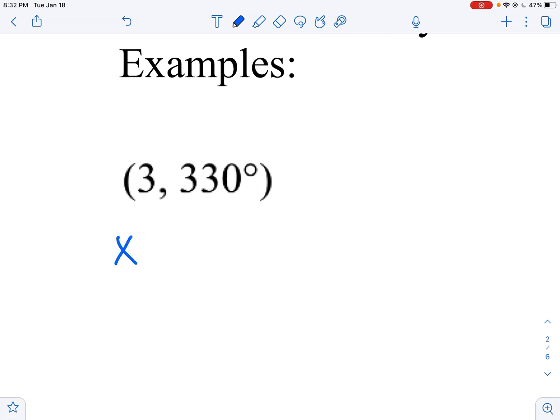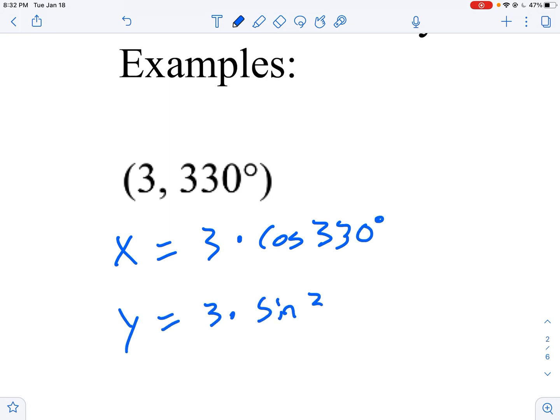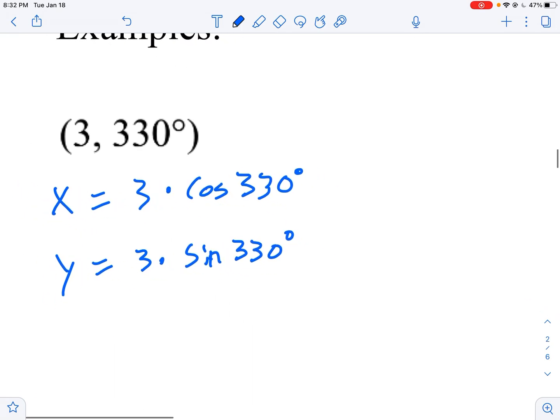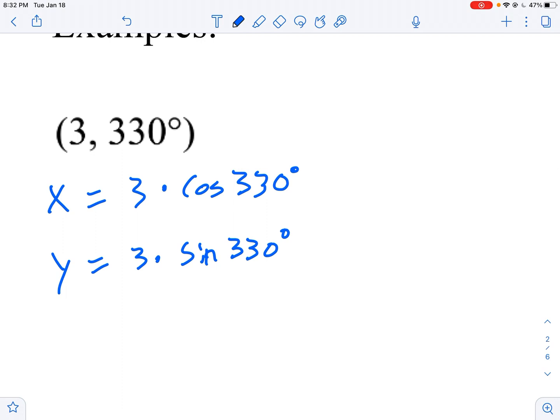So if you want x, that's going to be 3 times cosine of 330 degrees. And if you want the y, you do 3 times sine of 330 degrees. And I would like it if you use the exact values on these, because sometimes we do things like sine of 330 degrees or cosine of 330 degrees, you can get things that are like this infinitely long decimal thing. Don't do that. Just get the exact values for these, and it'll simplify pretty nicely.